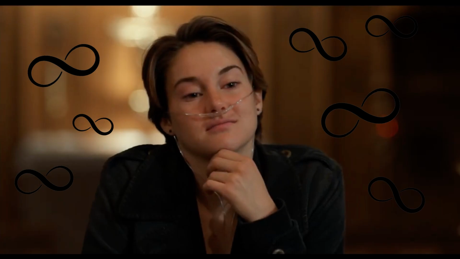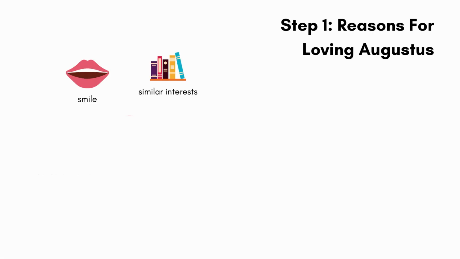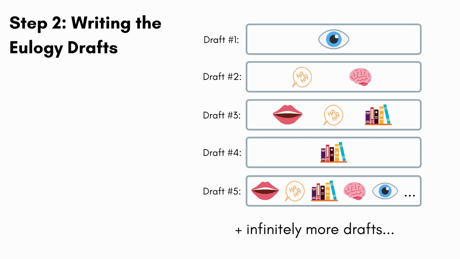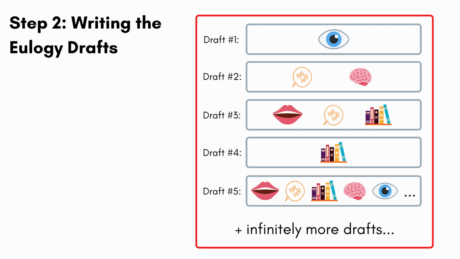Let's get into the mind of Hazel Grace when she was preparing her eulogy for Augustus. Her first step: write a list of all the reasons she loves Augustus. Let's call this set 1. Her next step: start cranking out those eulogy drafts. She wants to test out every possible combination of the reasons on her list in set 1. This infinitely large collection of drafts will be set 2.